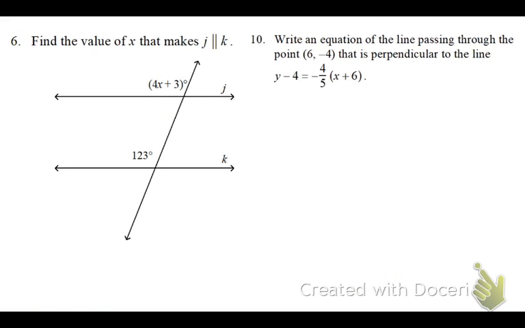All right, this next one is number 6. Do these two have a relationship? Yes, they do. What relationship do they have? They're corresponding. What do we know about corresponding? They're congruent. So what does 4x plus 3 equal? 123, because these two are the same. All right, so then what would I do next? Subtract 3. 120 equals 4x, so x equals 30.